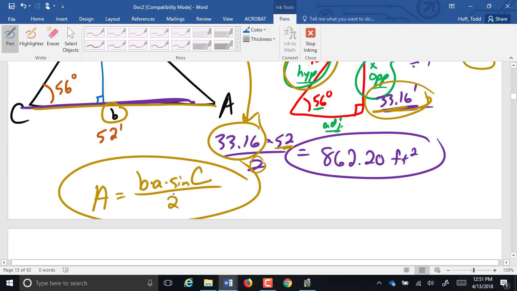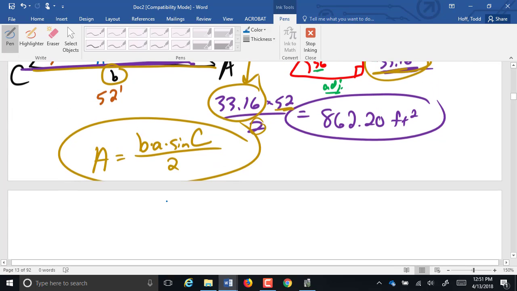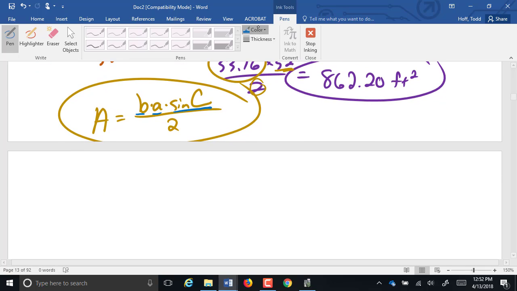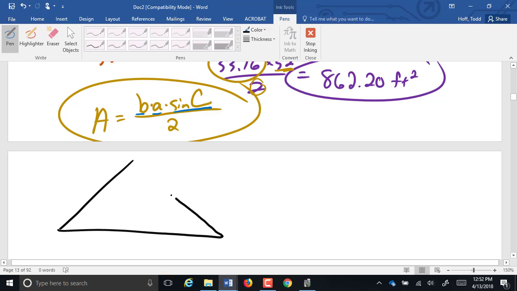The angle in between the two sides. You can find that area by just multiplying the length of the two sides times the sine of that included angle and divide it by 2. So let's say we have this triangle. Let's say this is 14 feet and this over here is 25 feet. Let's call this 41 degrees. How do I find its area?